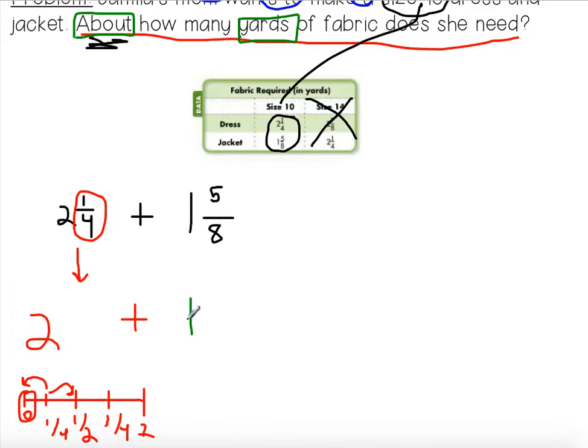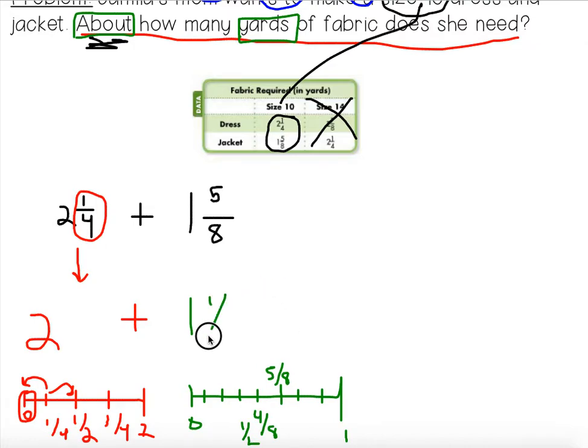Now I'm going to look at my 1 5/8 and say, okay, well, I know 1 is going to stay the same, but 5/8. Is 5/8 closer to 0, 1/2, or 1 whole? Well, here's 0. Here's 1, and then here's my eighths. 1/8, 2/8, 3/8, 4/8, 5/8, 6/8, 7/8, and then this would be 8/8. So here's 5/8 right here. And you could argue that 5/8 is closer to 1/2, which is this, or you could say that it's closer to 1.